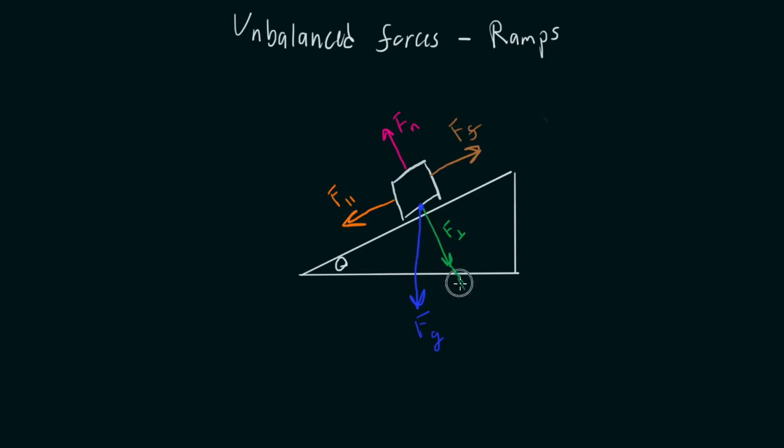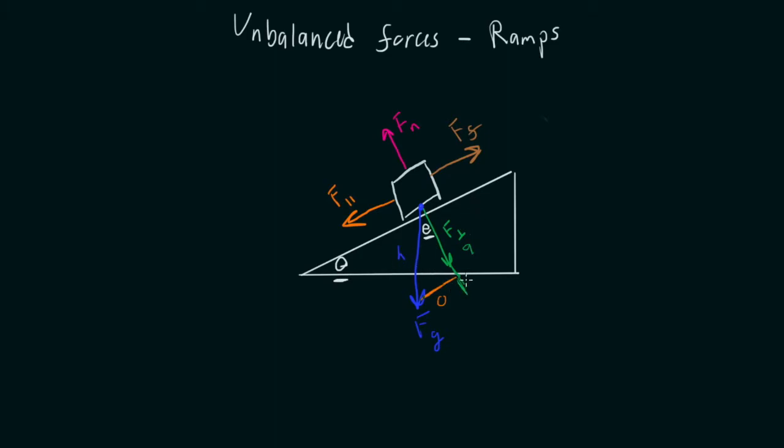If I look at it this way, I've got this perpendicular force, or this parallel force. This is going to be the opposite. This is going to be the adjacent. And the force of gravity is going to be my hypotenuse. And what is this angle going to be? Well, that's going to be the same angle as the ramp. This angle right here is going to be this angle right here.